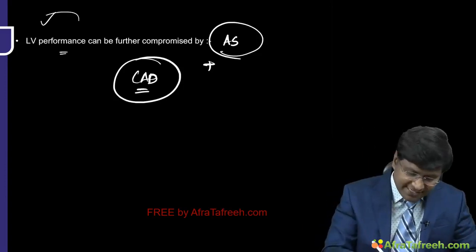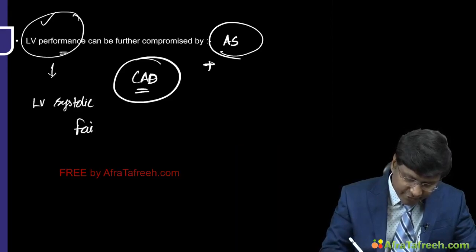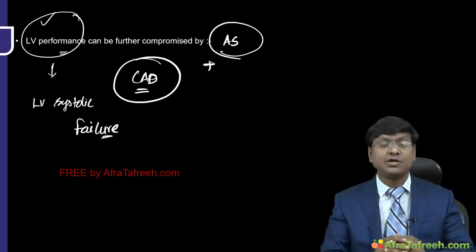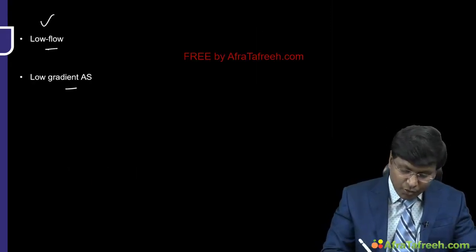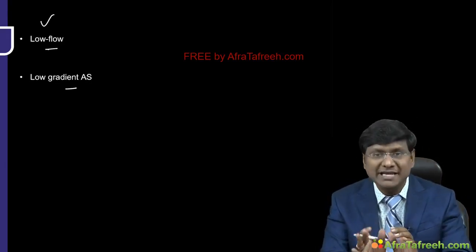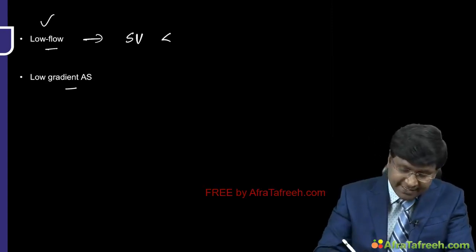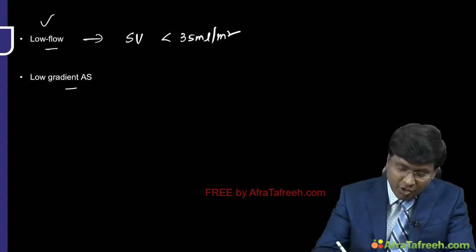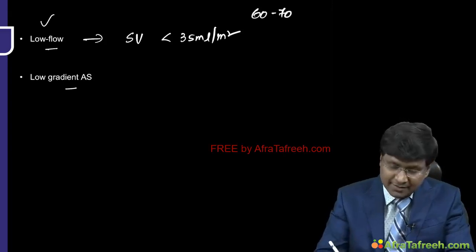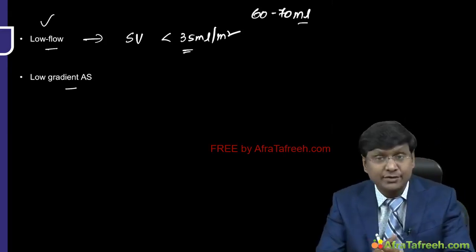Once the left ventricular performance decreases, the individual goes into a state of left ventricular systolic failure. Once there is left ventricular systolic failure, what type of aortic stenosis do you come across? You come across low flow, low gradient aortic stenosis. Now, what do you mean by this? Low flow is defined as a stroke volume less than 35 ml per meter square. Normally, how much is the stroke volume? Normal stroke volume is around 60 to 70 ml per single contraction, but here it is less than 35 ml per meter square.